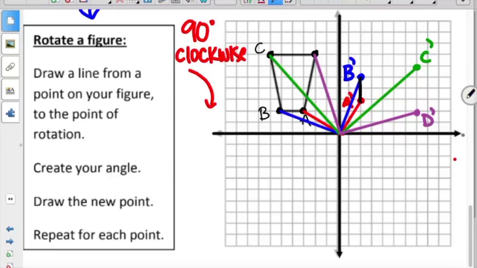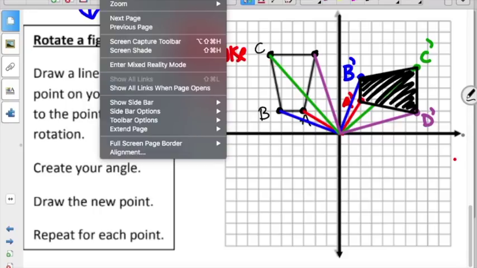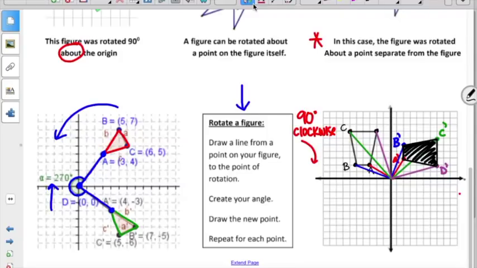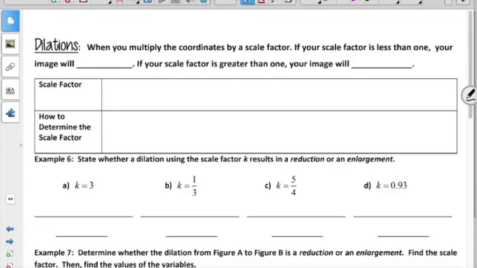Okay, turn the page. We're going to move on to dilations. Dilations is the only transformation that changes the shape. It actually changes the size. When you multiply the coordinates by a scale factor, which we call k, you're going to change the shape's size. If your scale factor is less than 1, your image will shrink because you're multiplying it by something smaller than 1. If your scale factor is greater than 1, your image will grow. And then if you simply multiply it by 1, it would stay exactly the same.